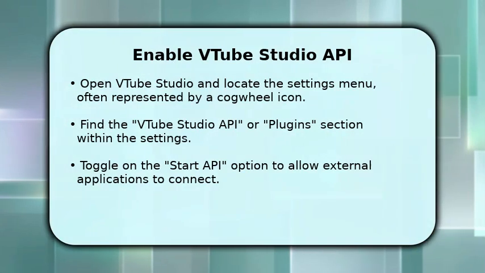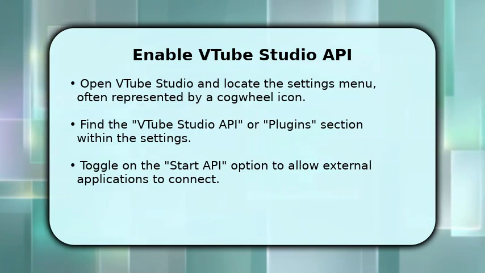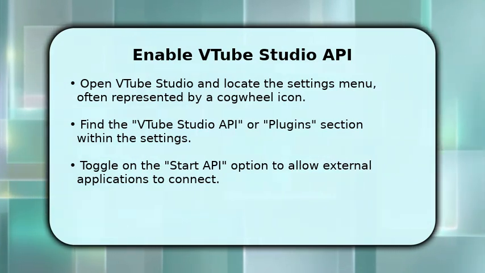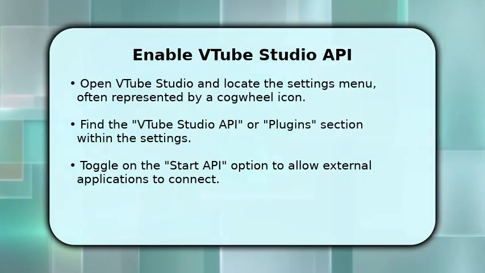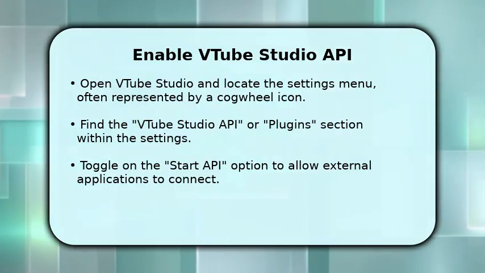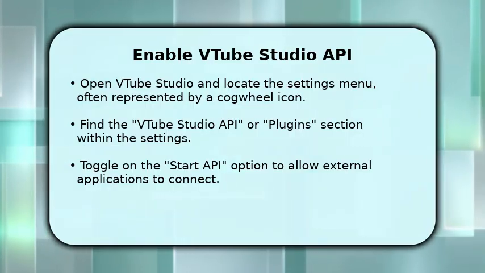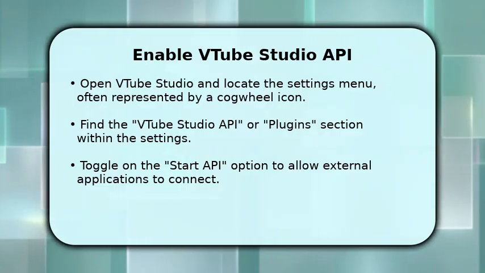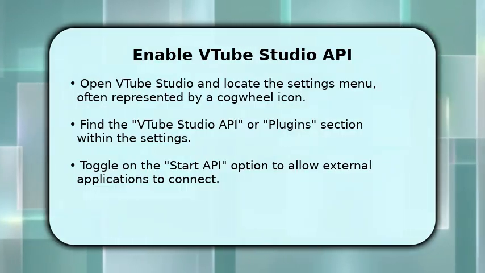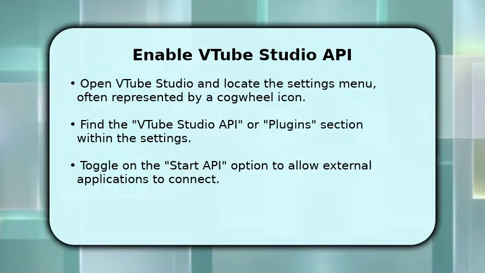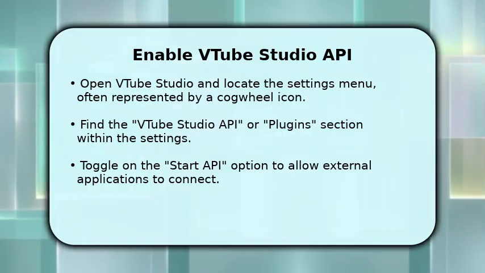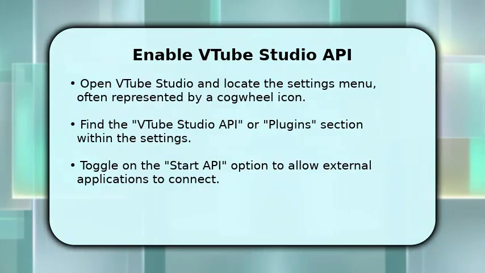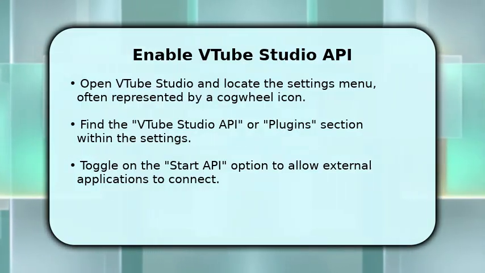To begin, launch VTube Studio and access its settings, typically found as a cogwheel icon. Within the settings, look for the section labeled VTube Studio API or Plugins. Here, you must enable the Start API option. This crucial step allows Mix It Up to communicate with VTube Studio. Also, confirm the default port, which is usually 8001.